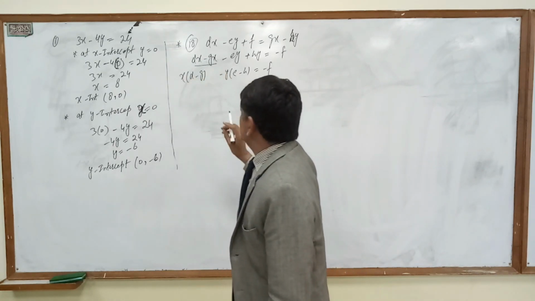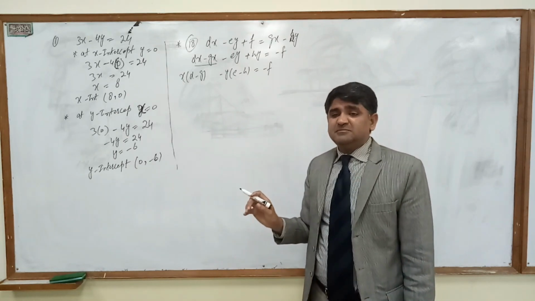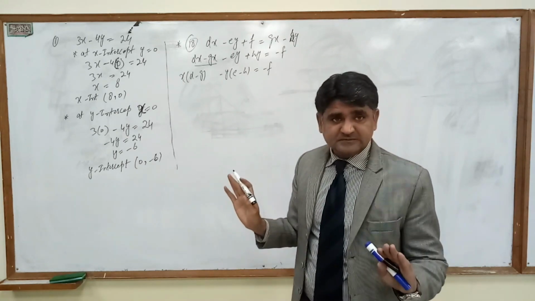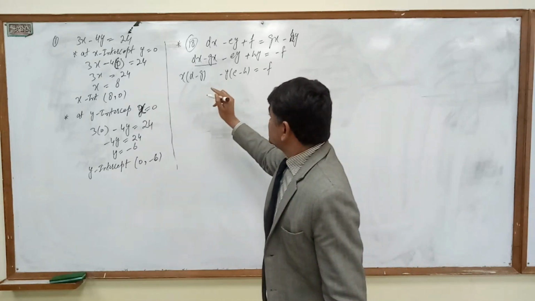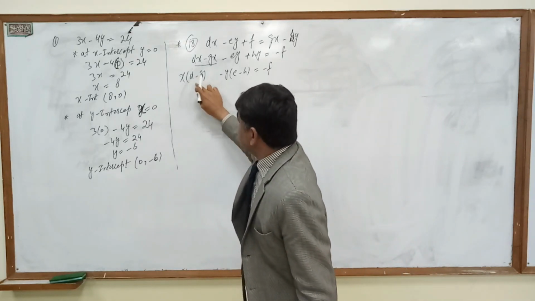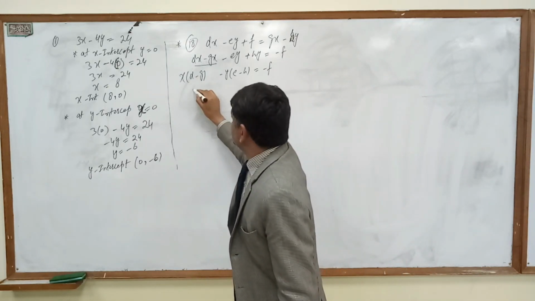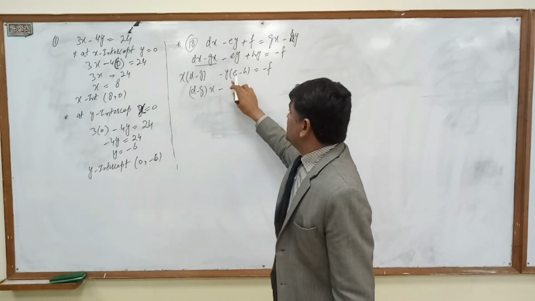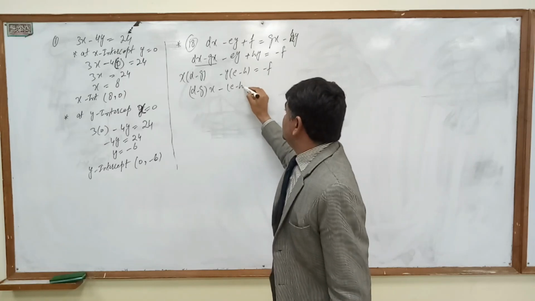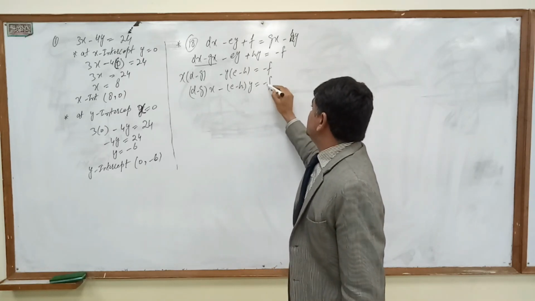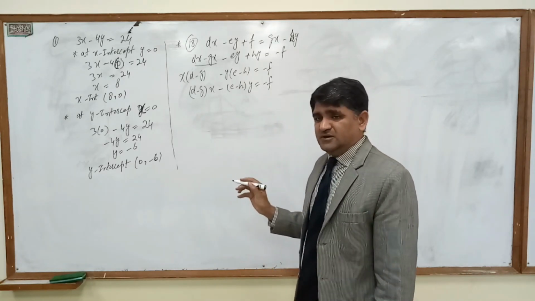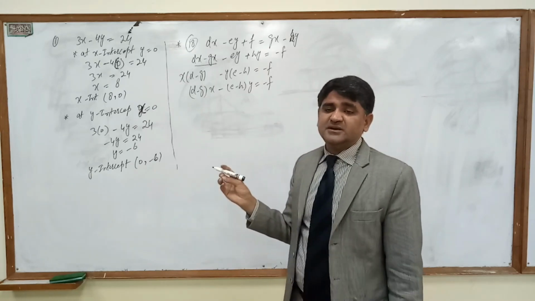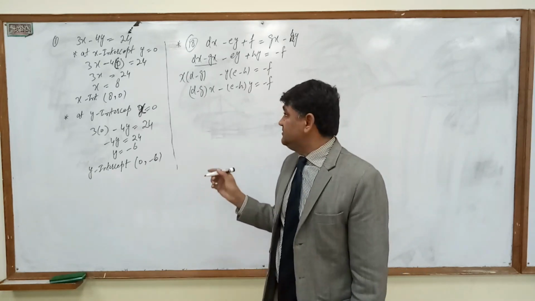Is equal to minus f. So normally we write the variable on the right side and the coefficient on the left side. What is the coefficient of x here? In this case, d minus g. So d minus g into x minus, what is the coefficient of y? e minus h, e minus h into y is equal to minus f. That is the simplest form. Here we can find the x-intercept and y-intercept.